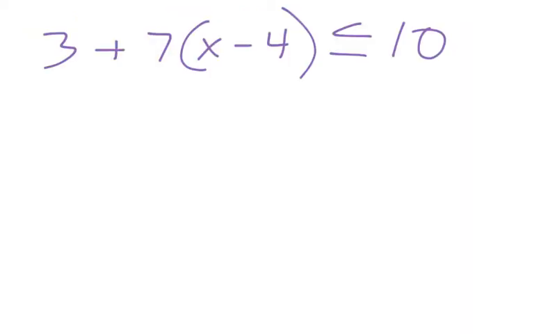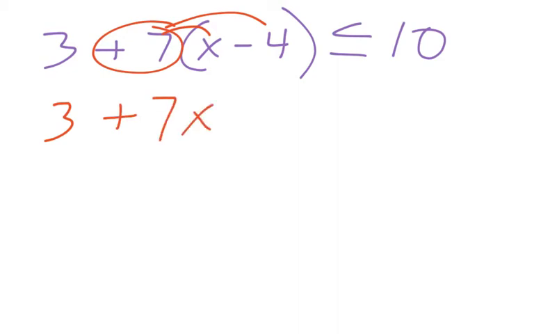So for our first example, we have 3 plus 7 times the quantity x minus 4 is less than or equal to 10. So remember, our first step is actually to distribute. We don't want to add the 3 plus 7. Multiplication takes priority. So we're just going to bring down the 3. And when we distribute the positive 7, we get positive 7x. And positive 7 times a negative 4 is negative 28. Rewrite the problem. And now in our second step, we combine like terms.